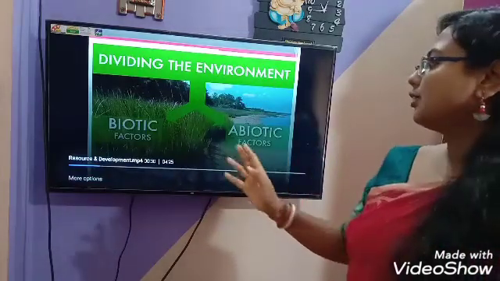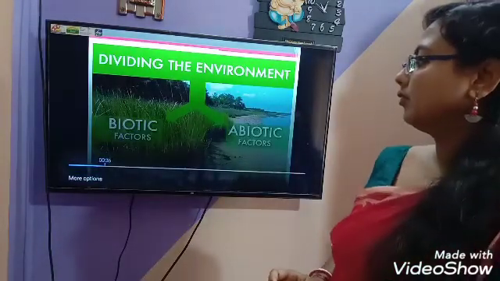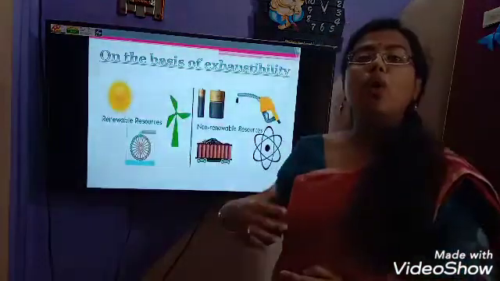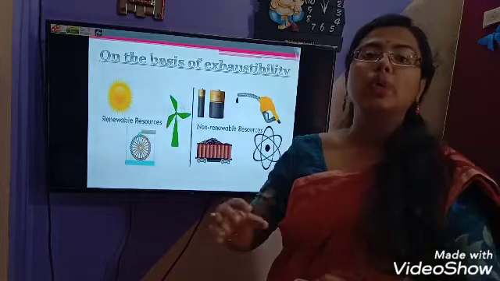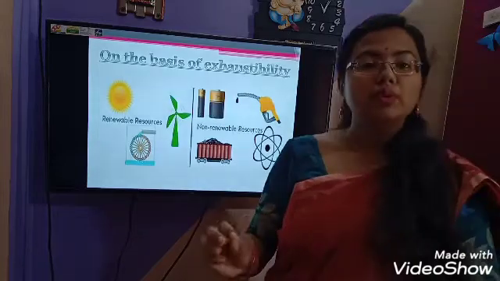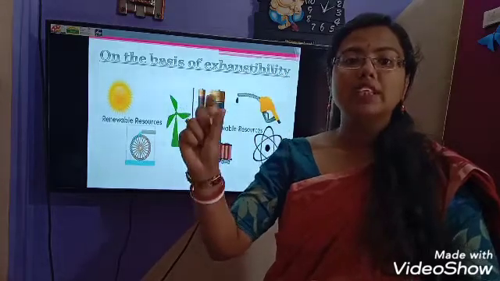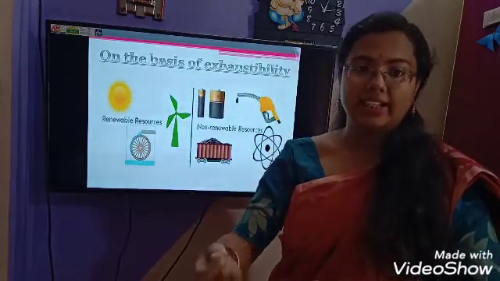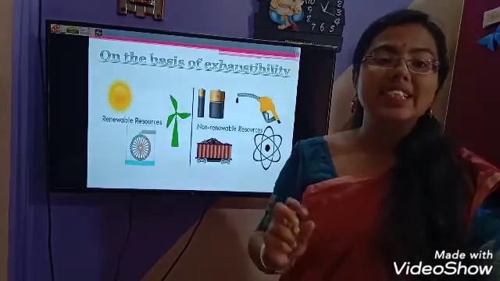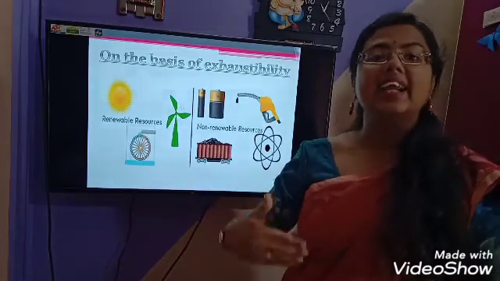These are some biotic and abiotic factors. Now, on the basis of exhaustibility, that means how long we can use the resource or whether we can remake the resource or not. First of all, renewable resources. If you follow the word renewable, that means we can make the resource again and again. Which are those resources? Like solar energy, wind energy, hydroelectricity. These resources we can make again and again.